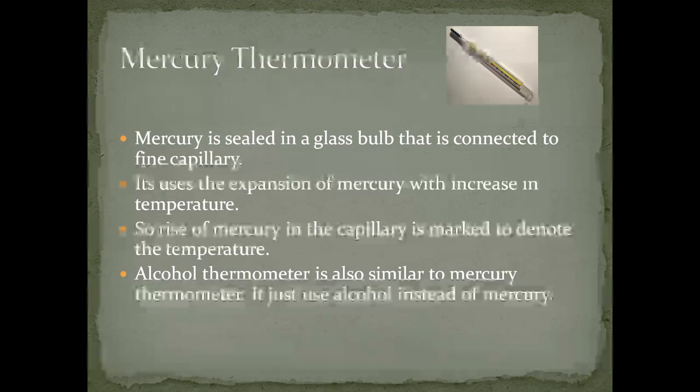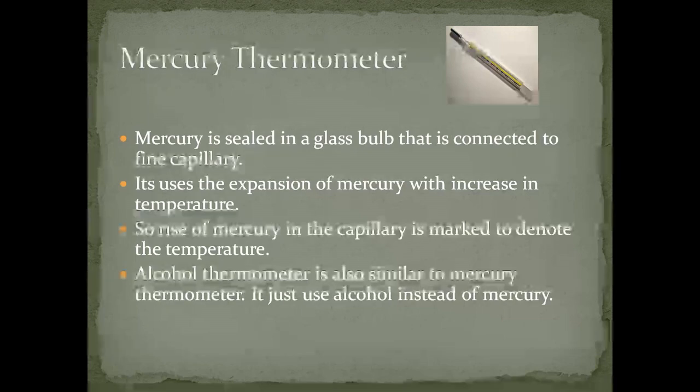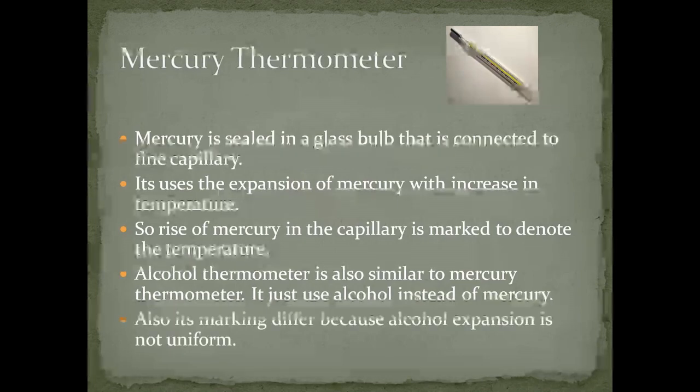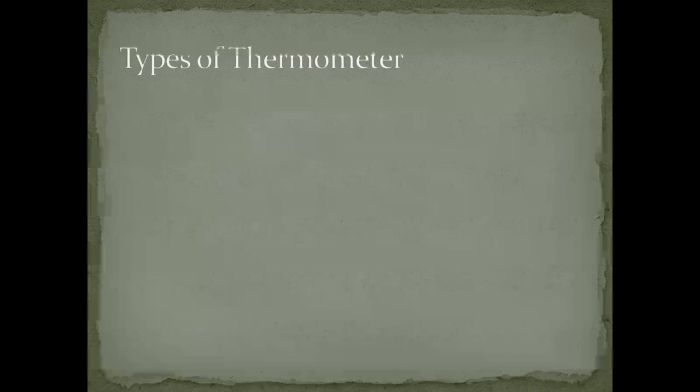Alcohol thermometers are also similar to mercury thermometers, a little bit bigger, and the defect with the alcohol thermometer is that the expansion is not uniform over the temperature range of measurement. So the mercury thermometer is preferred over the alcohol thermometer, but thermometers can be anything. We also have digital thermometers nowadays that utilize the resistance of a material as the fundamental property that changes with temperature to measure temperature. So let's move on now to types of thermometer.